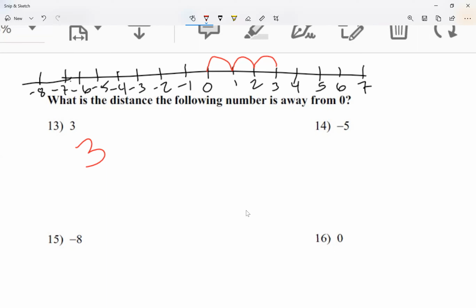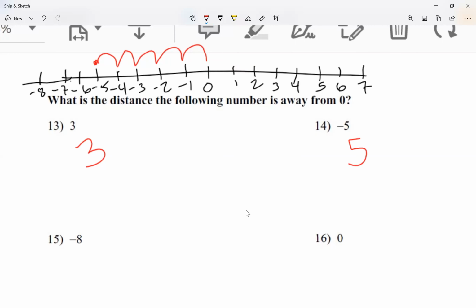Okay, not that bad. Let me erase this because I'm going to use the same number line. For question number 14, I'm asking how far from 0 is -5? So I see -5 is here. And I'm going to count the spaces from -5 to 0. So I'm going to go 1, 2, 3, 4, 5.